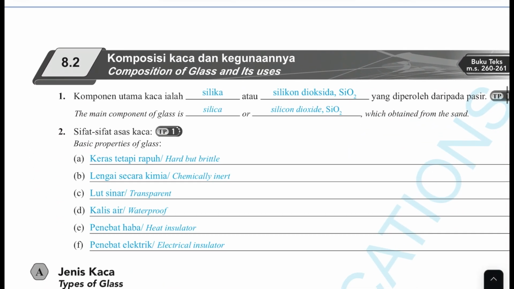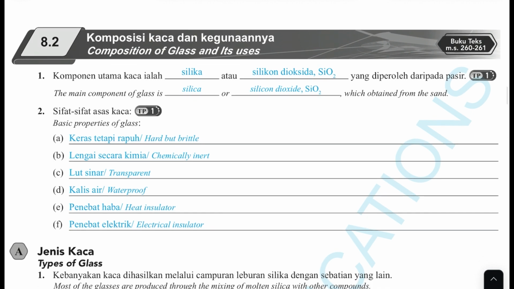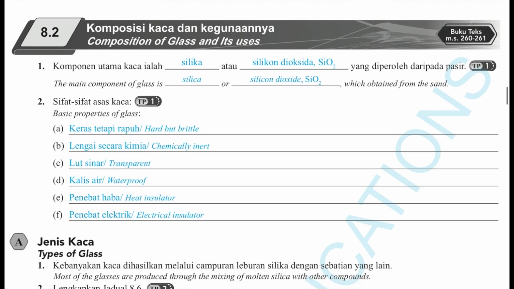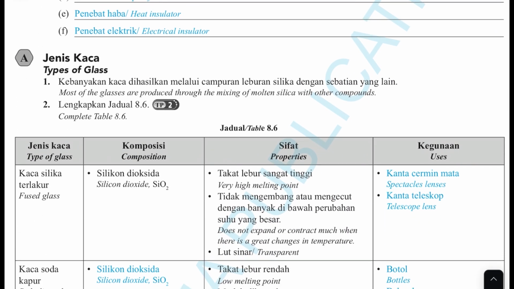Okay, I proceed to the composition of glass and its uses. The main component of glass is silica and silicon dioxide, SiO2, which obtained from the sand. So basic properties of glass: hard but brittle, chemically inert, transparent, waterproof, heat insulator and electrical insulator. Okay, type of glass. Most of the glasses are produced through the mixing of molten silica with other compounds.